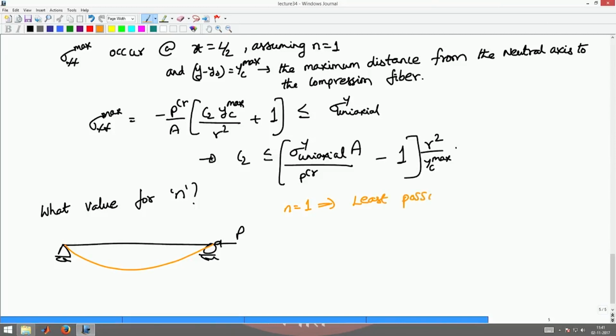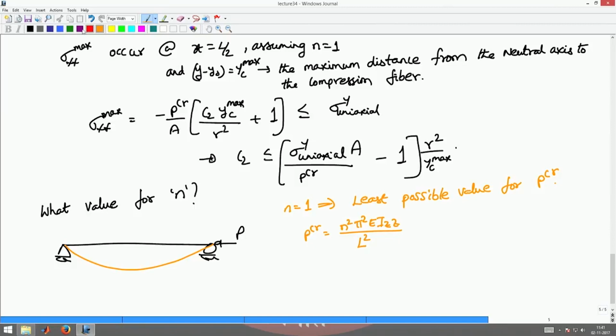possible value for PCR, the critical axial load. If you recollect, we found PCR to be n square pi square E times Izz divided by L square. So, this will be least when n equal to 1, which means the body will fail when n is equal to 1, when this critical load is occurring.